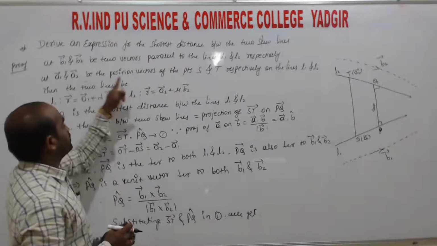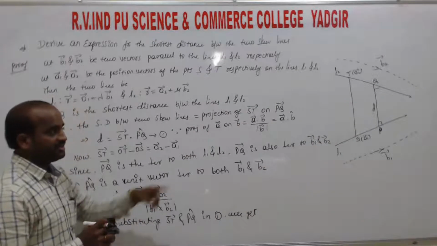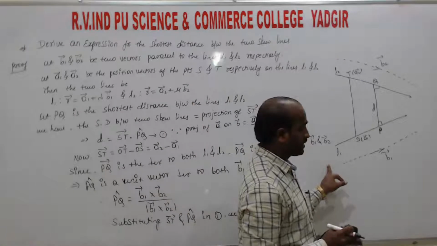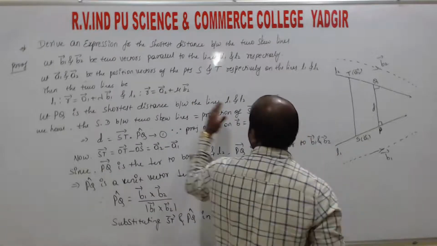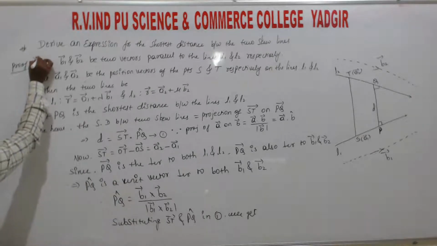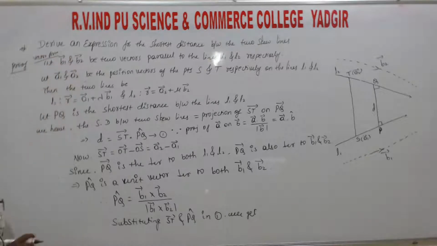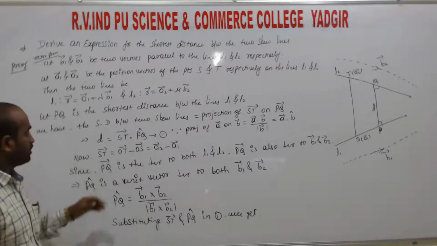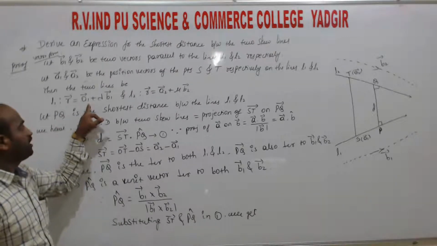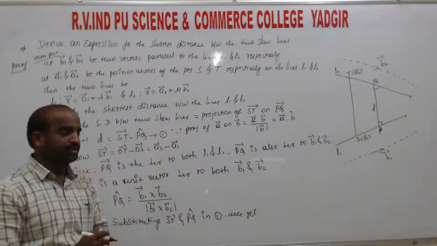Next, A1 and A2 be the position vectors of the points S and T, respectively on the lines L1 and L2. Then the two lines' vector equations are: L1 is R vector equal to A1 plus lambda into B1, L2 is R vector equal to A2 plus mu into B2.